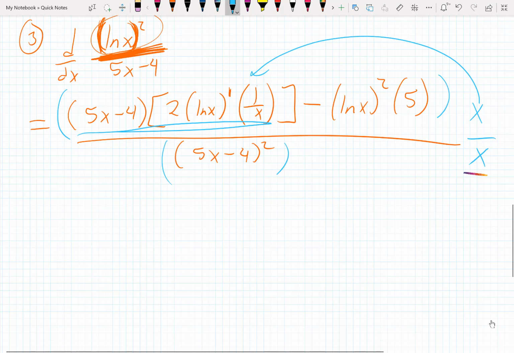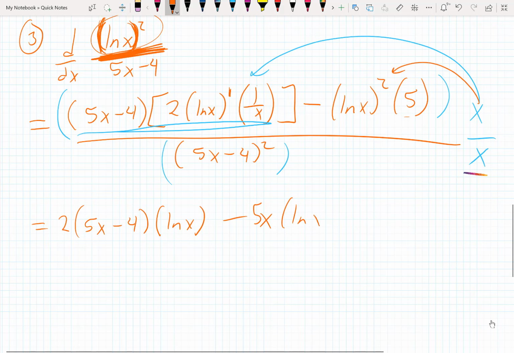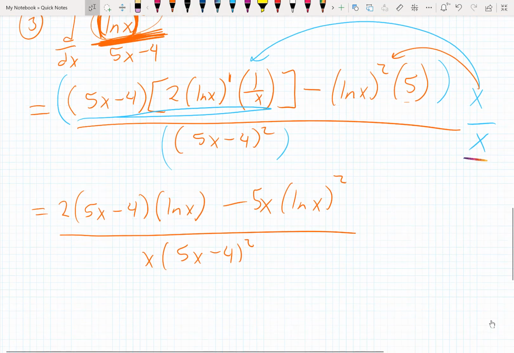That's my plan. So that'll give me just 5x minus 4 times 2, I'll put that in front, times the ln of x, and then that x got zapped. And then when it multiplies by this guy, I'll just get an x in the front, I'll move the 5 in front, and then times the ln of x squared, and then the bottom now gets to be multiplied by x as well. There we go, no more double-decker fractions for us.